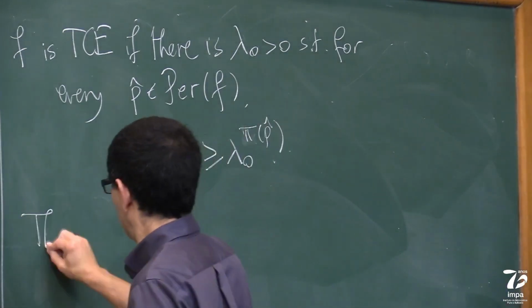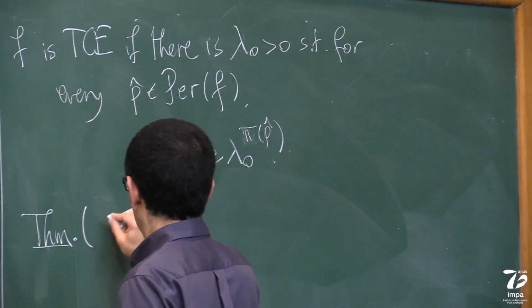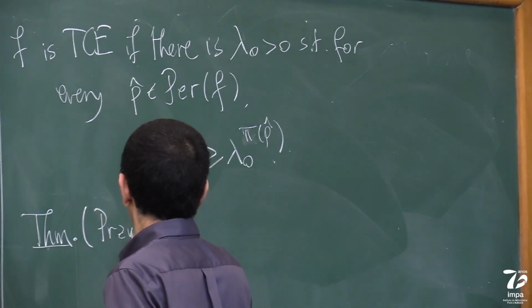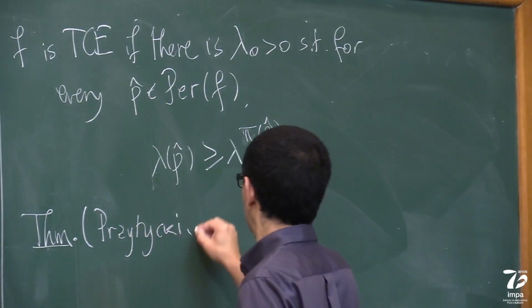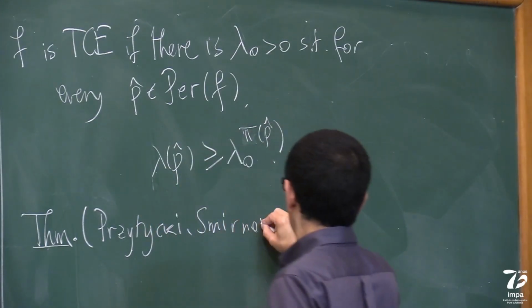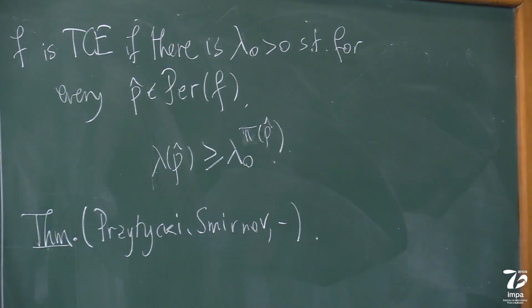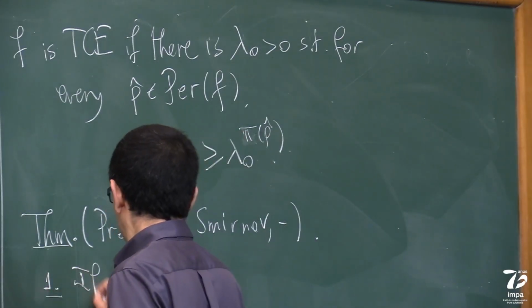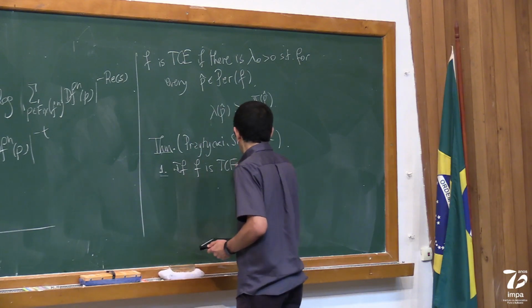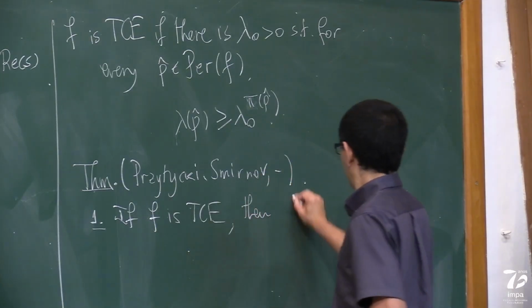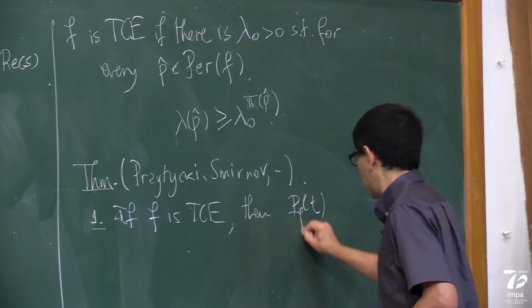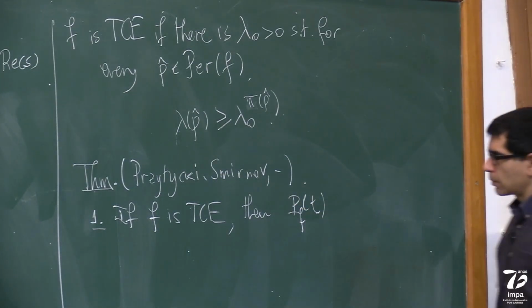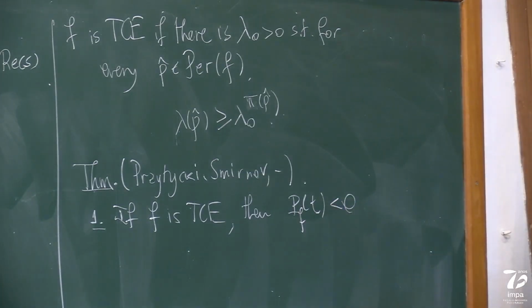And this is an old theorem by Rivera-Letelier, Smirnov, and myself. It says the following, so there is a dichotomy. So if F is TCE, then, so this is a Bowen type statement, this geometric pressure function is negative precisely on the ray from the Hausdorff dimension to infinity.